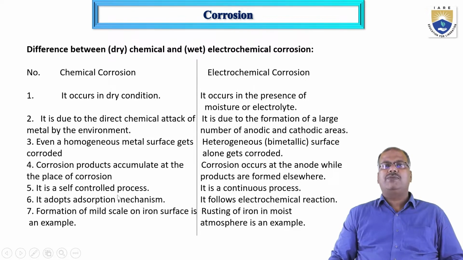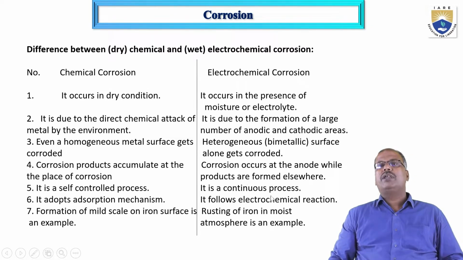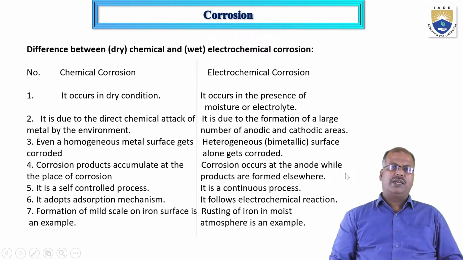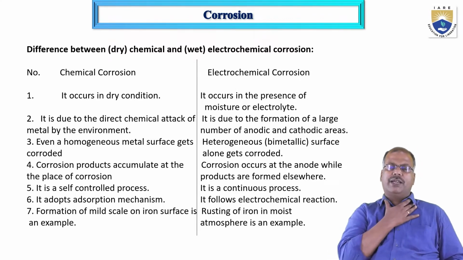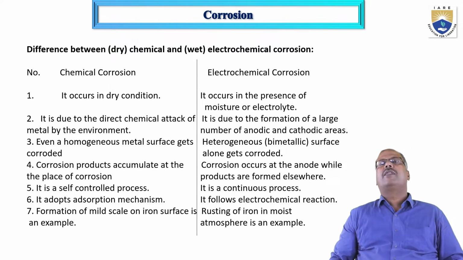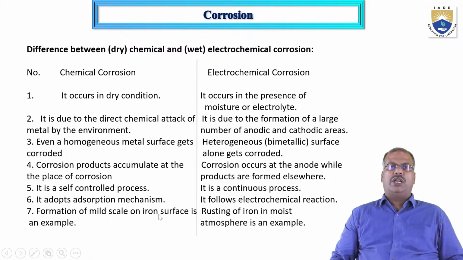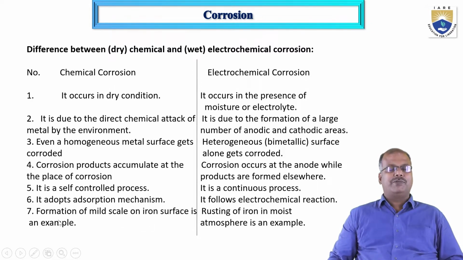Chemical corrosion is a self-controlled process, whereas electrochemical corrosion is a continuous process. Chemical corrosion adopts the adsorption mechanism, whereas electrochemical corrosion follows electrochemical reactions. We know that oxidation is the electrochemical equivalent of oxidation. Formation of mild scale on an iron surface is an example of chemical corrosion, whereas rusting of iron in a moist atmosphere is an example of electrochemical corrosion.